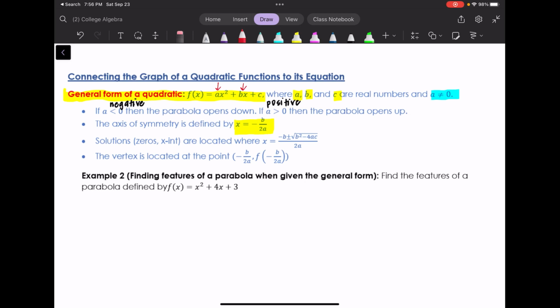The solutions of the equation are given by x equals negative b plus or minus square root of b squared minus 4ac, all over 2a. And you may recognize this as the quadratic formula.